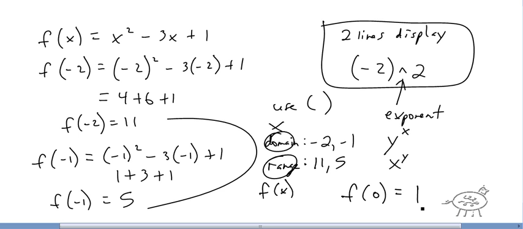Okay? So that's pretty much it for finding the ranges and domains and determining if it's a function based on points or based on a graph, and actually the f of x and h of x and the actual function notation.